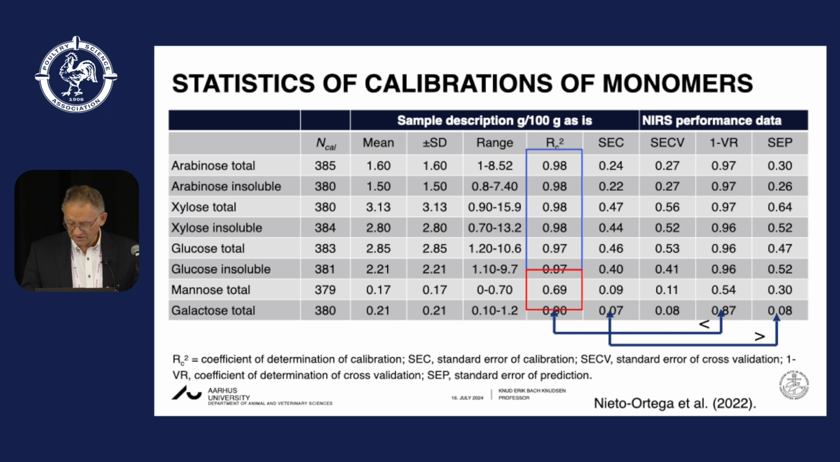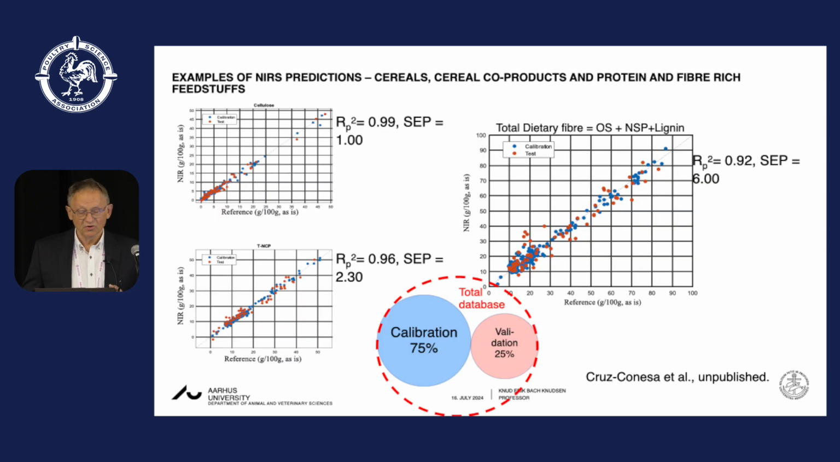They all look very nice, but they are probably also making the picture a little nicer than it is in the real world. We've been working a little bit with that also. We've been working with more heterogeneous types of feedstock materials. We work with cereals, cereal co-products, and protein and fiber-rich feedstuffs.